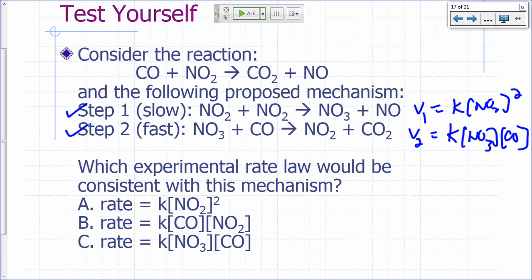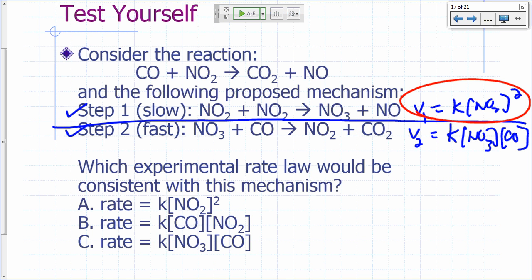But step 2 doesn't matter as far as the overall reaction is concerned because it's very fast compared to step 1. So we say the rate determining step is step 1. It's step 1 that determines what the overall rate of the reaction is. We say that is your rate determining step. So A is the correct answer.